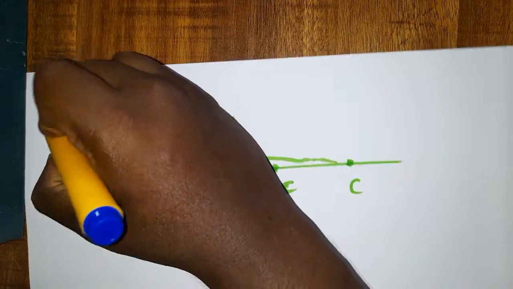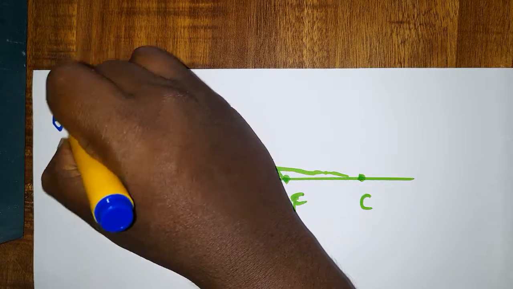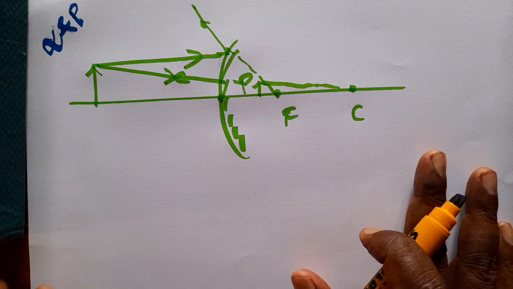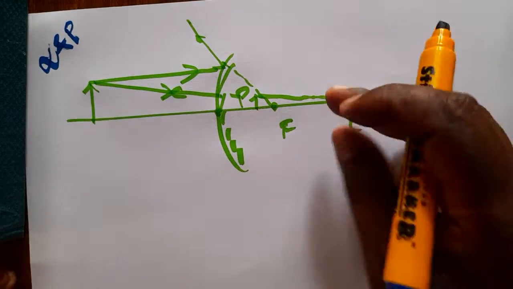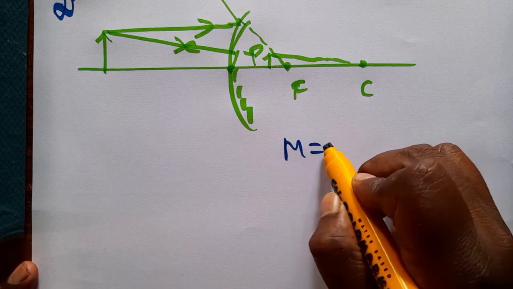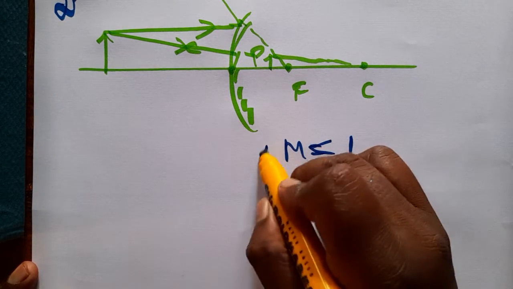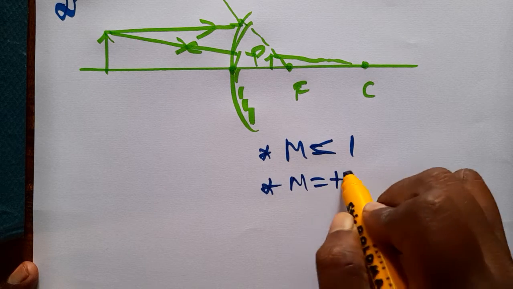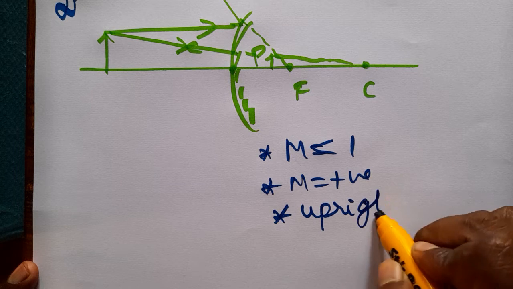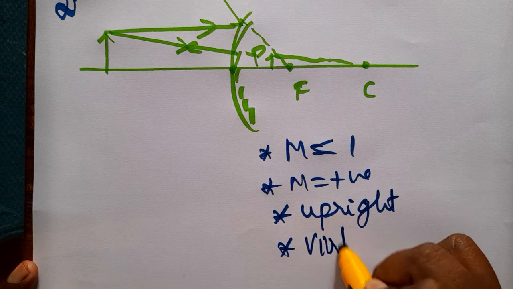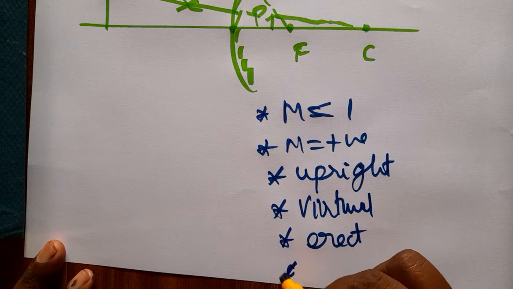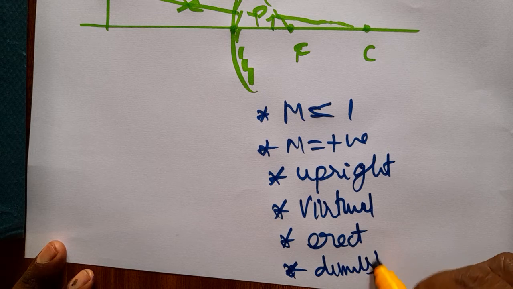The object is placed somewhere between infinity and the principal focus. The image is going to be formed between F and P. The magnification is always less than 1 and positive: upright, virtual, erect, diminished. For lens, I will do it in the next video.